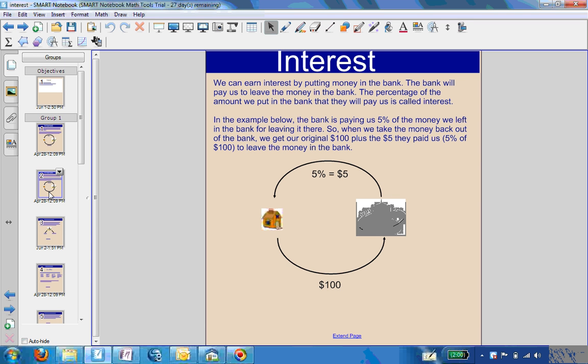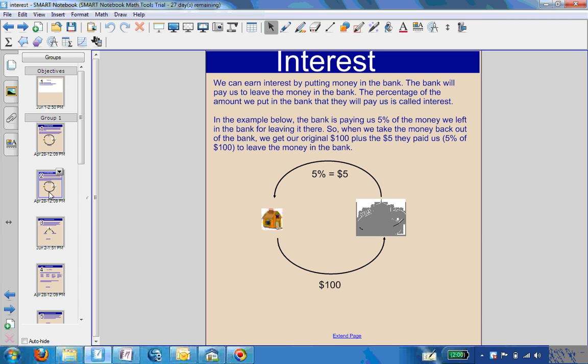In our next example, the bank is actually going to be a place where we deposit money so that we can save our money. When we deposit money into the bank, the bank can then use it to loan it out to other people. So the bank's going to pay us to leave it in the bank.